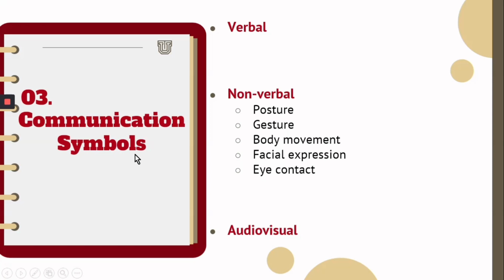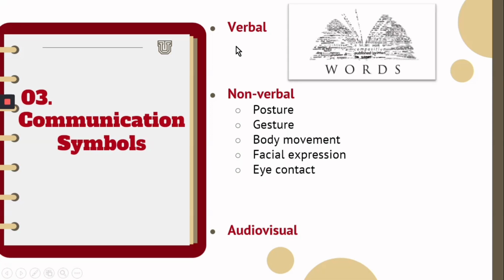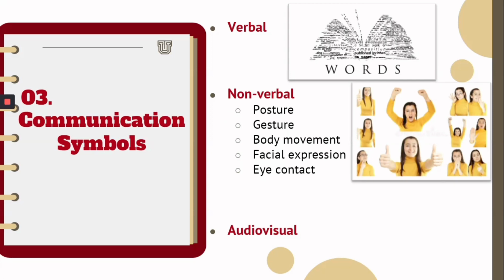Communication symbols. A speaker uses symbols in order to encode messages. Symbols can either be verbal, non-verbal, or audiovisual. Verbal symbols are the words that come out from the speaker's mouth. On the other hand, non-verbal symbols do not use words. Instead, they use body movements or gestures to convey messages. A good example is a thumbs up, which means okay or agree. Just remember that a non-verbal symbol can easily be understood even without the use of words.